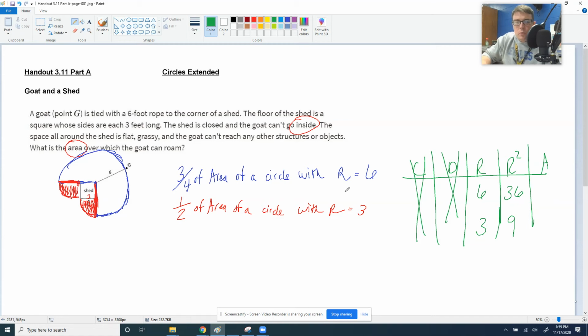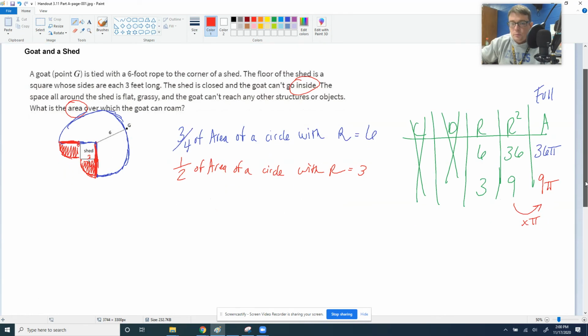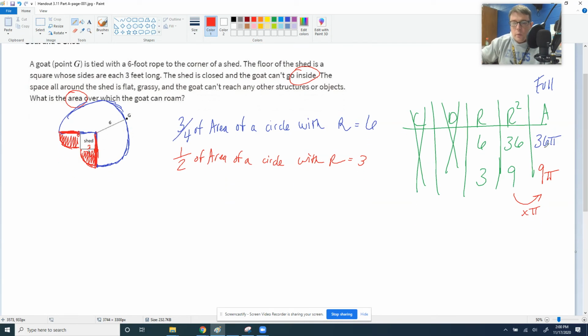So the blue, actually, let me do this in blue. The full area. Now, remember, these are full areas. The full area of the blue circle that we have over here is 36 pi, right? And the full area of the little red circle that's created in this quarter is 9 times pi, which is 9 pi. Okay, we get those areas by simply multiplying by pi. We could multiply by pi and get a decimal, but we're going to leave it in terms of pi.